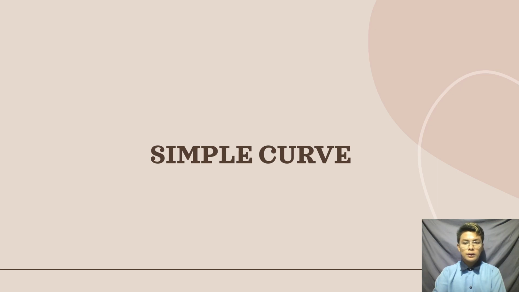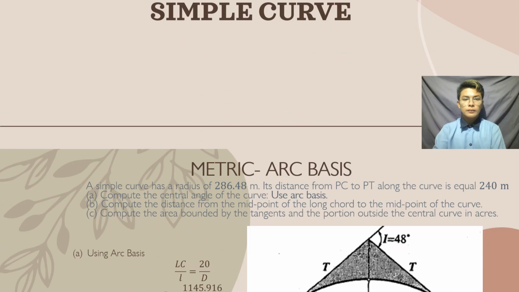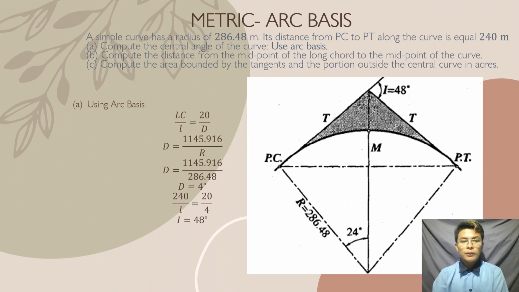Simple curve. In the first problem in simple curve using metric arc basis. First, a simple curve has a radius of 286.48 meters. Its distance from PC to PT along the curve is equal to 240 meters. So along PC to PT, this was 240 meters, and the radius was 286.48.